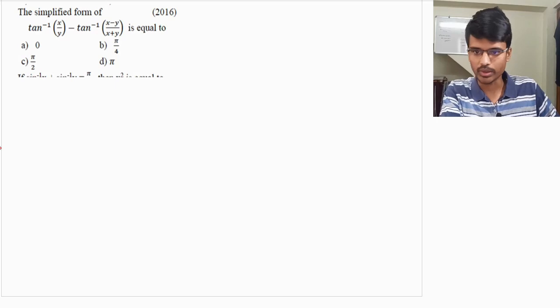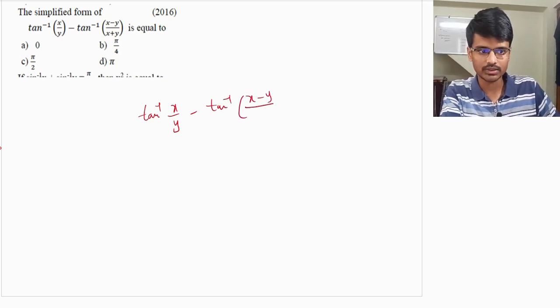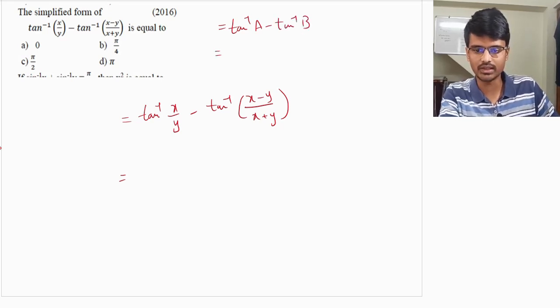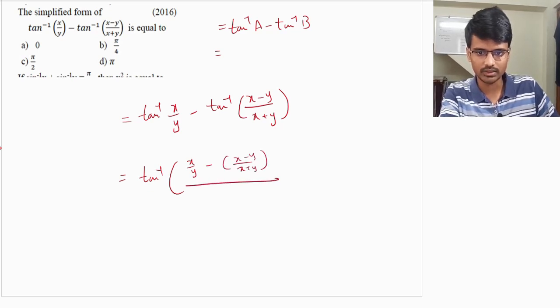Okay, coming back to the question, what we have got is tan inverse of x by y minus tan inverse of x minus y by x plus y. So here we have to just apply the standard result, tan inverse of a minus tan inverse of b. This is a standard result: tan inverse of a minus b by 1 plus ab. So a minus b is x minus y by x plus y. Here 1 plus ab, right? I am applying the standard result. You can refer to the textbook.